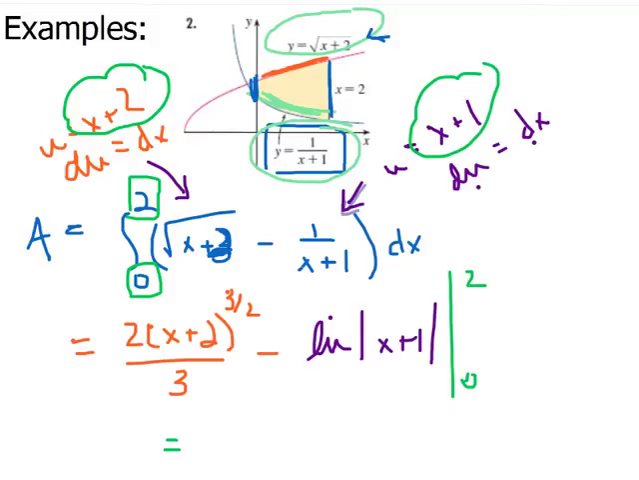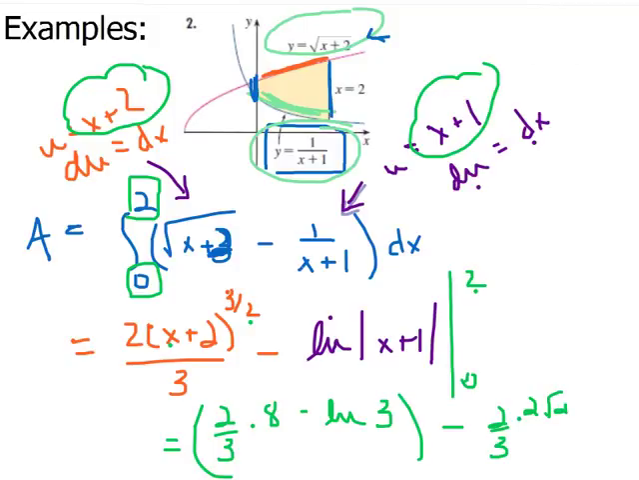And now I'm going to have 2/3 times, if I put a 2 in here, I get 4. The square root of 4 is 2, cubed is 8, minus the natural log. Now I'm going to plug in the 2 and get a 3. Absolute value of 3 is 3. And now I'm going to plug in a 0. That gives me 2/3. When I plug in a 0, I get 2 square root of 2. Square root of 2 cubed is 2 times the square root of 2, minus the natural log of 1.